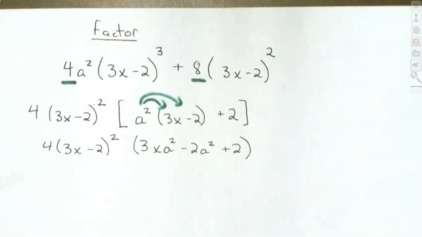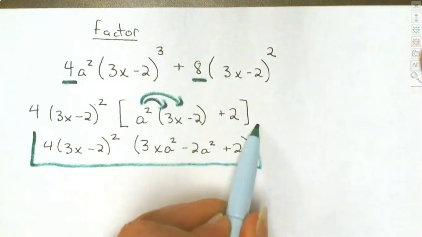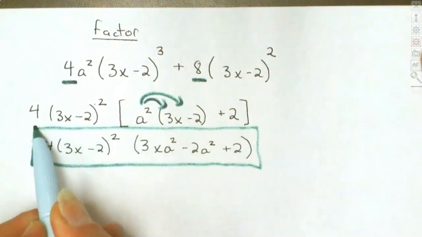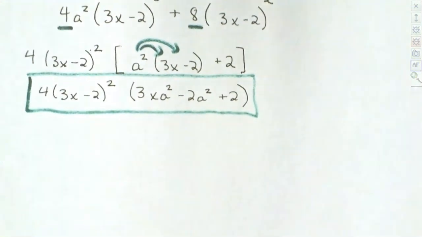And I know they're kind of confusing right now, but once you do a lot of these, they're going to get a lot easier. It's all pretty much the same. Factoring is just undoing that multiplication.